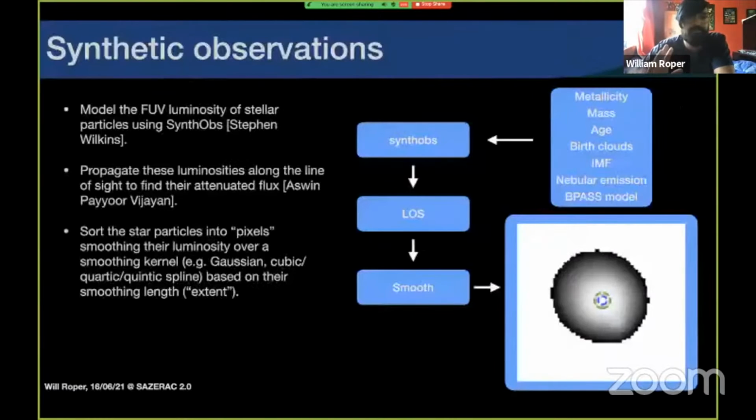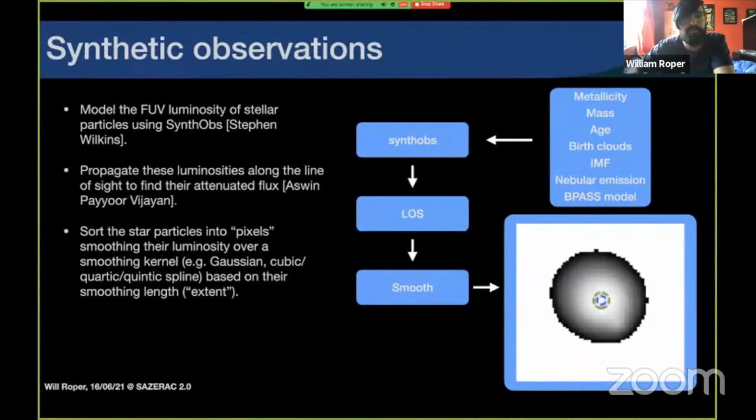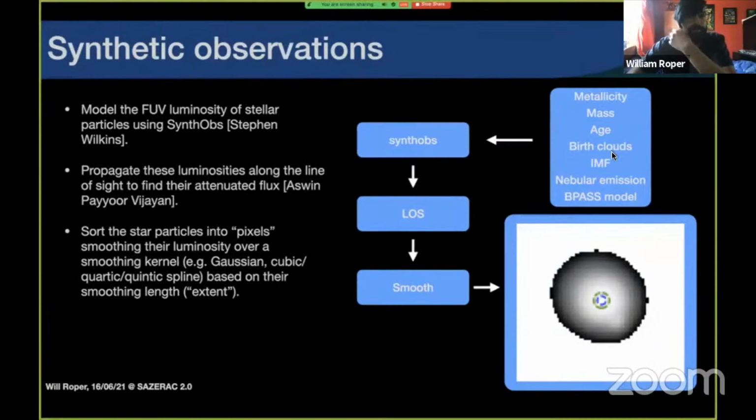To that end, we create synthetic observations using SynthObs, which you heard a bit about on Monday from Madeline. This was written by Stephen Wilkins, one of my supervisors. We take a bunch of stellar properties and input them to SynthObs. That gives us fluxes for those stellar particles. And then we propagate the luminosities or fluxes of these stellar particles along the line of sight using code written by Ashwin to get dust extincted fluxes or luminosities.